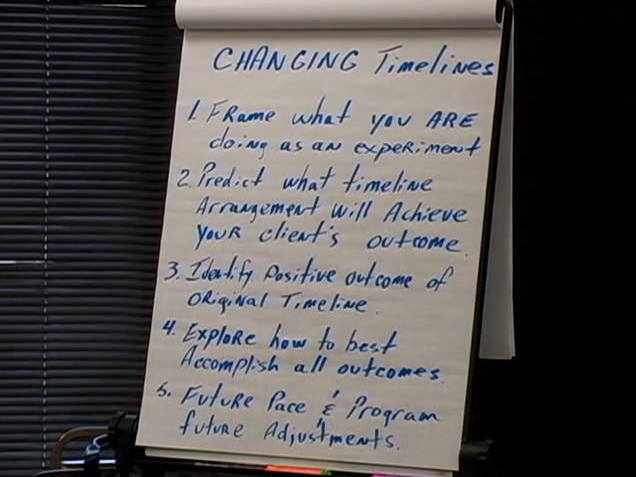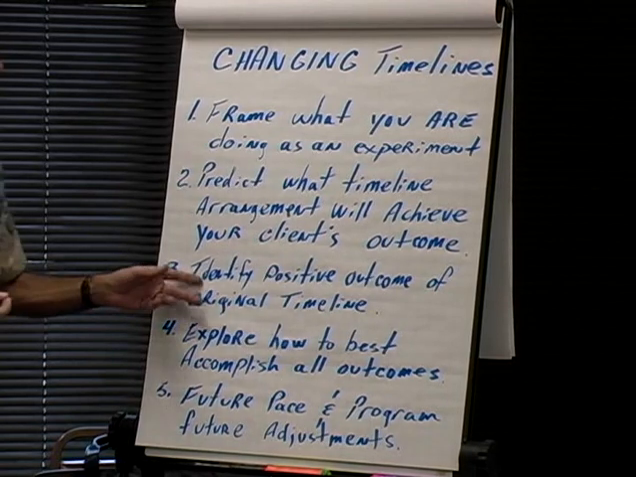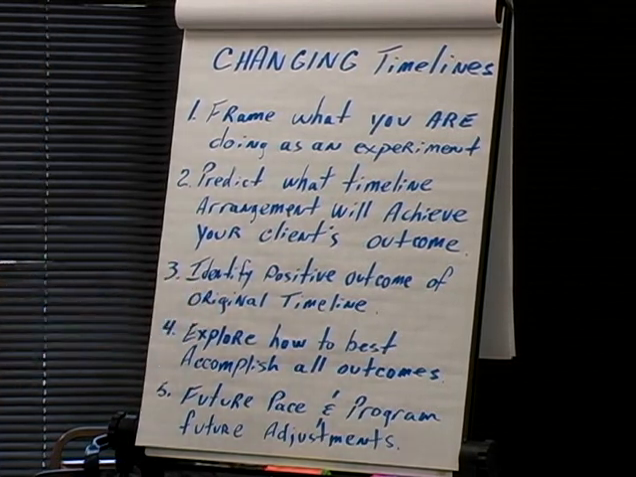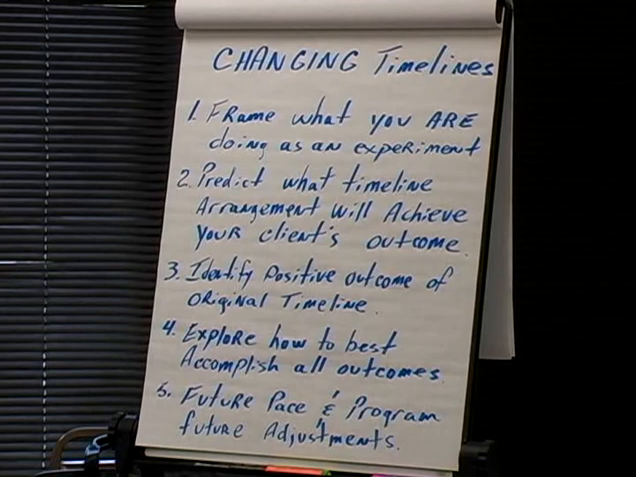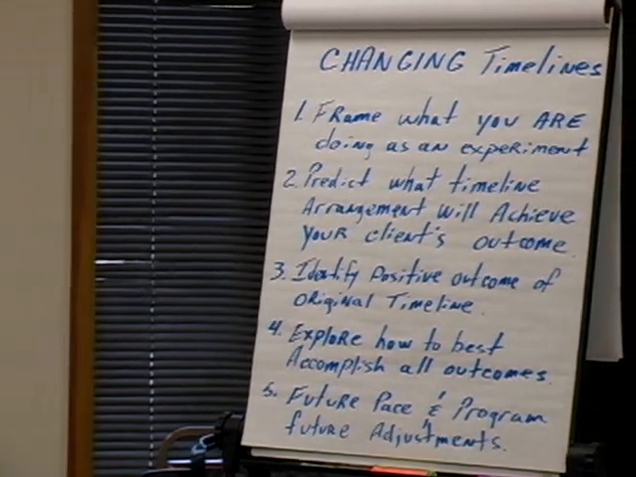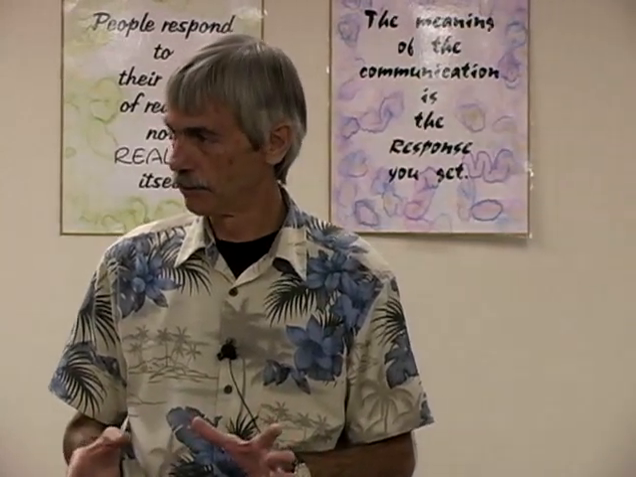Right? One thing you want to do is identify the positive outcome of the original timeline, because behind every behavior is a positive intent. And normally we think of behavior of doing something in the world, but the way you structure time is a behavior. It's a behavior that's primarily an unconscious process, but behind that behavior, the way you have structured your timeline, there is a positive intent. Right? So you want to just make sure that that's preserved, acknowledged, right?